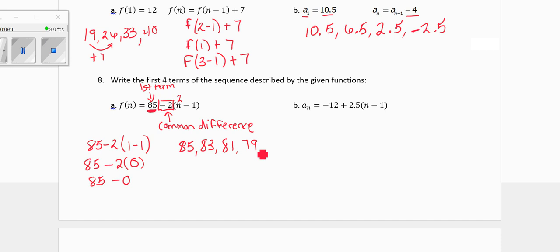Looking at B, my first term is negative 12, and my common difference is 2.5. I can use my function and I can plug in 1, 2, 3, and 4 to find my first 4 terms, or I can just use my common difference. So I'm going to add 2.5. So negative 12 plus 2.5.